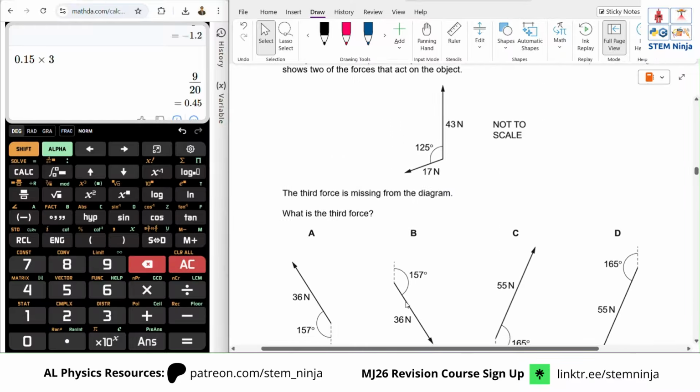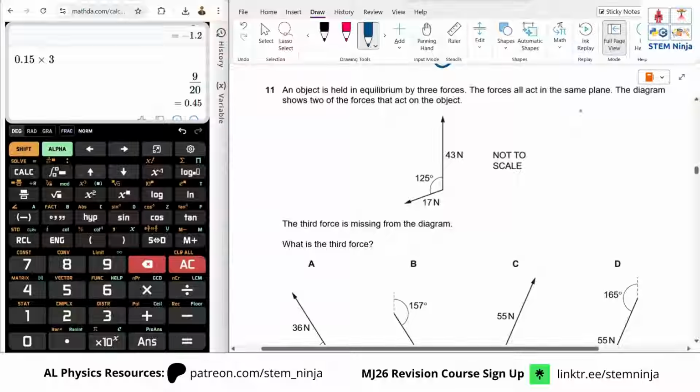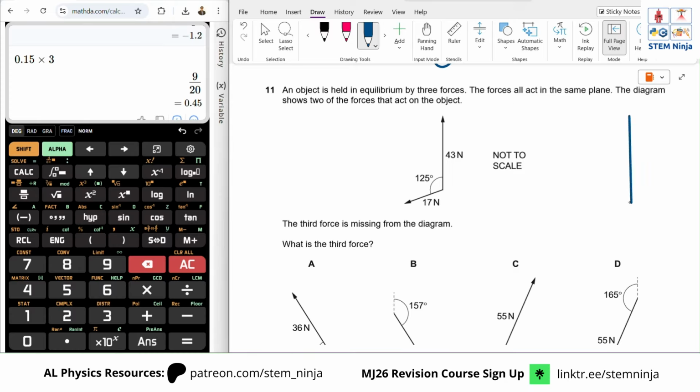Okay. An object is held in equilibrium by three forces. Forces all act in the same plane. The diagram shows two of the forces that act on the object. But the third force is missing from the diagram. What is the third force? Okay, so you have to remember that it's just the addition of forces that come into play. So you have 43 Newton like this, and 17, let's say you can add it over here.